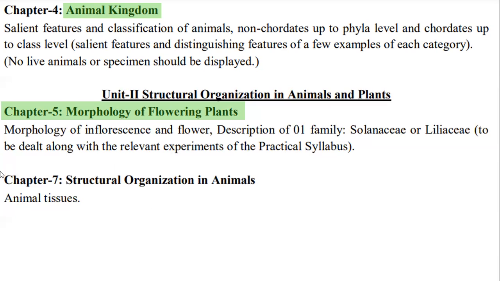And after that, in case of chapter 7, structural organization in animals, only animal tissues is included in your syllabus. The most important topic for your NEET examination, that is cockroach, is removed from your syllabus of board examination.